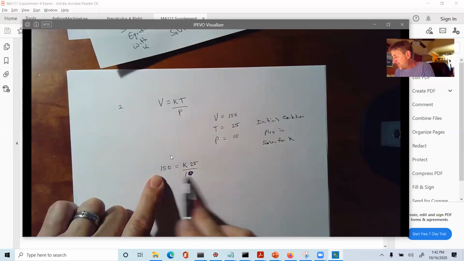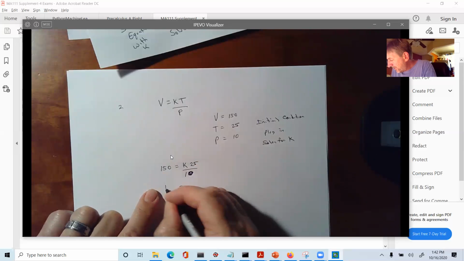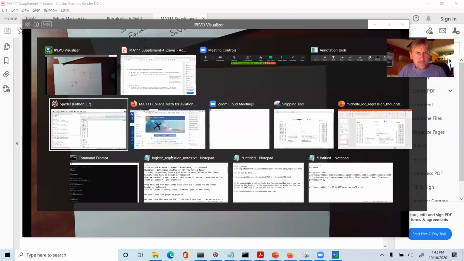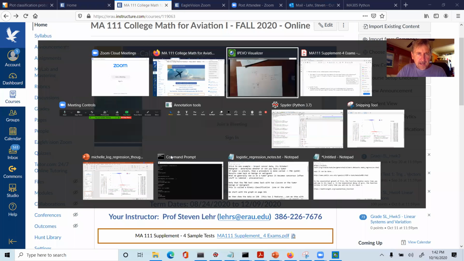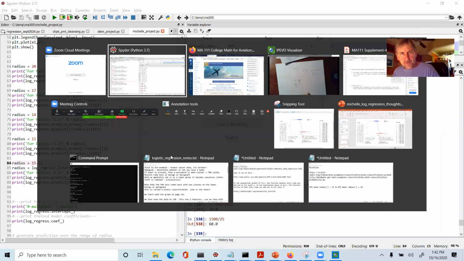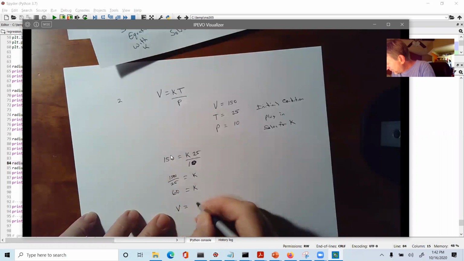So multiply both sides by 10. We got 1,500 over here. 1,500 divided by 25 equals K. So K equals 60. Okay, so now you know K, and now we go back to our original equation, plug that in. So now V equals 60 times the temperature divided by the pressure.